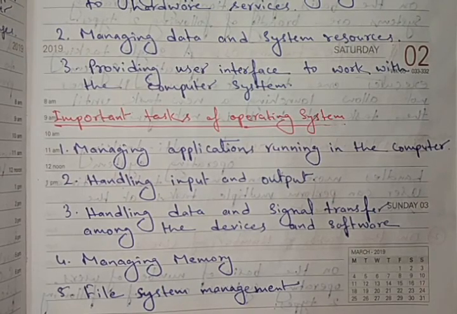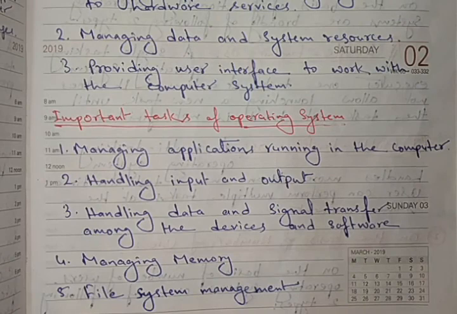Some important tasks of an operating system are: it manages applications running in the computer. It handles the input and output. It means from where input comes and where the result will be displayed. Third one, it handles data and signal transfer among the devices and the software.